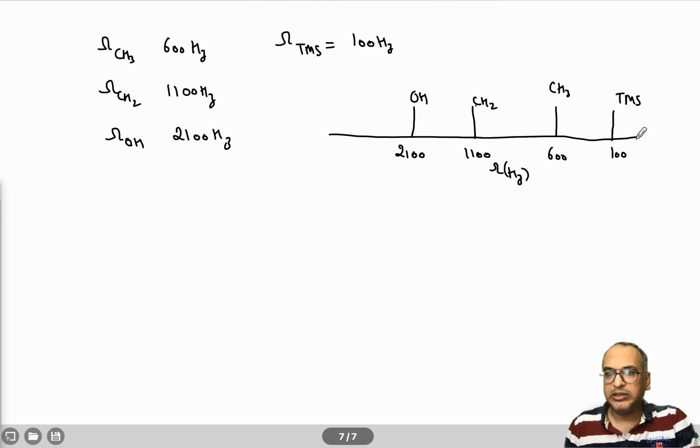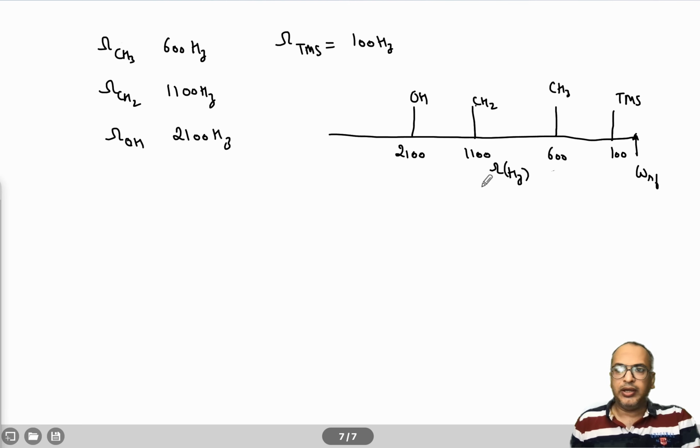Now this means that my carrier frequency, that is omega RF, is kept somewhere here, right? So that's why there is a 100 Hertz difference from the RF. If RF is kept here, then this will become 0, right? And accordingly, all of these will be shifted. Let's discuss one case at a time. We'll discuss this case again.